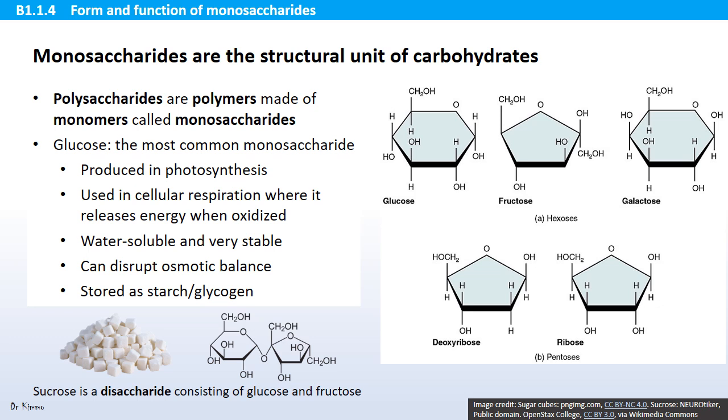On the right, you can see some common monosaccharides. The ones at the top are hexoses. They have 6 carbon atoms. And the ones at the bottom are pentoses. They have 5 carbon atoms.